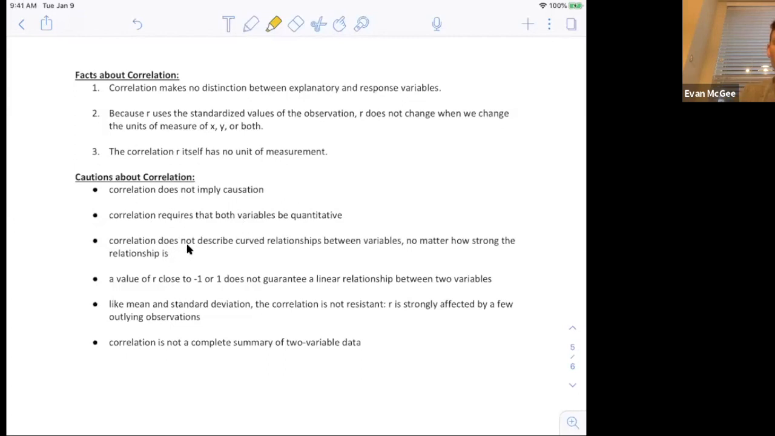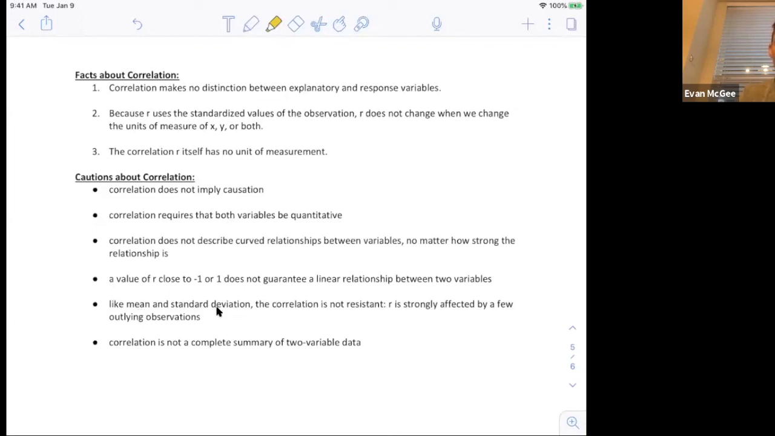Correlation does not describe curved relationships between variables, no matter how strong the relationship is. We looked at a good example in the applet from that one. Just because the correlation is close to -1 or +1, it doesn't guarantee it's linear. You need a graph to be able to get the full picture.